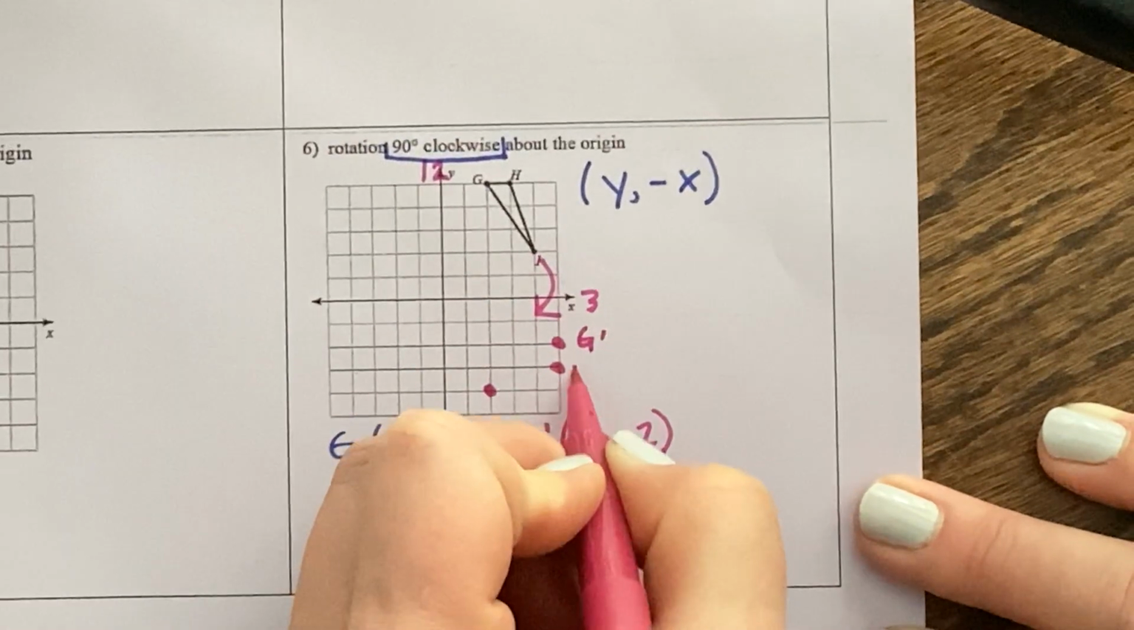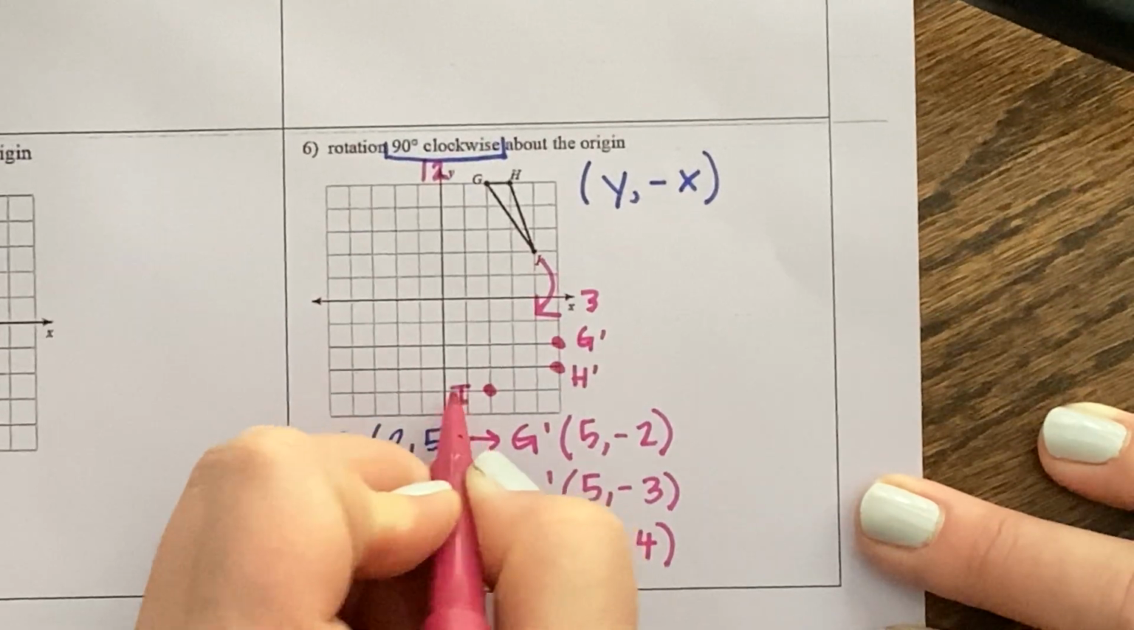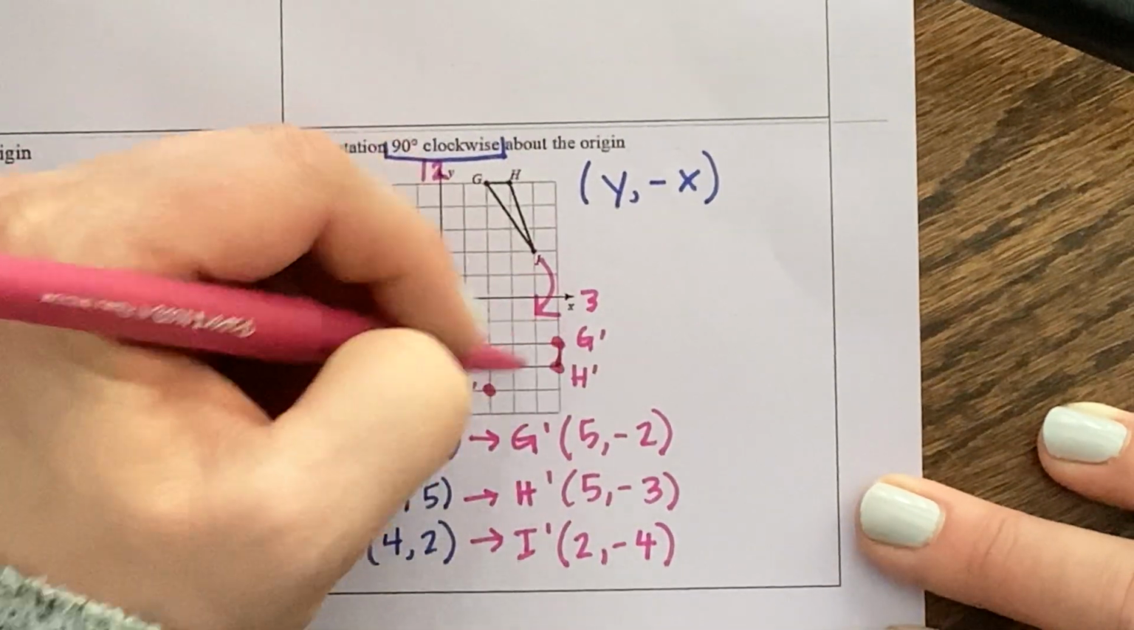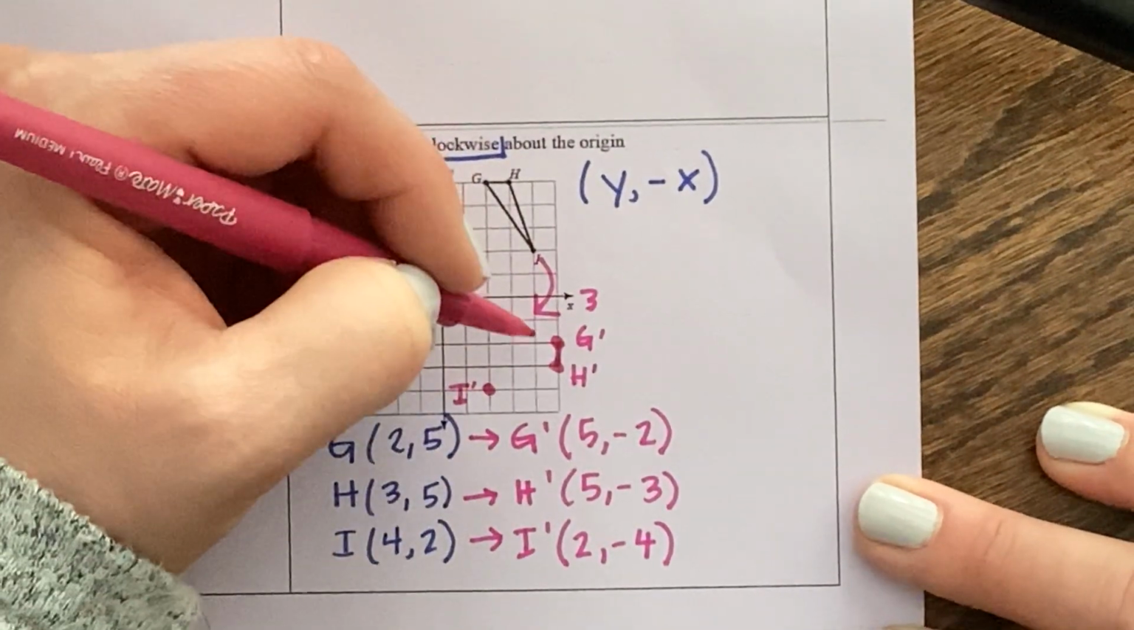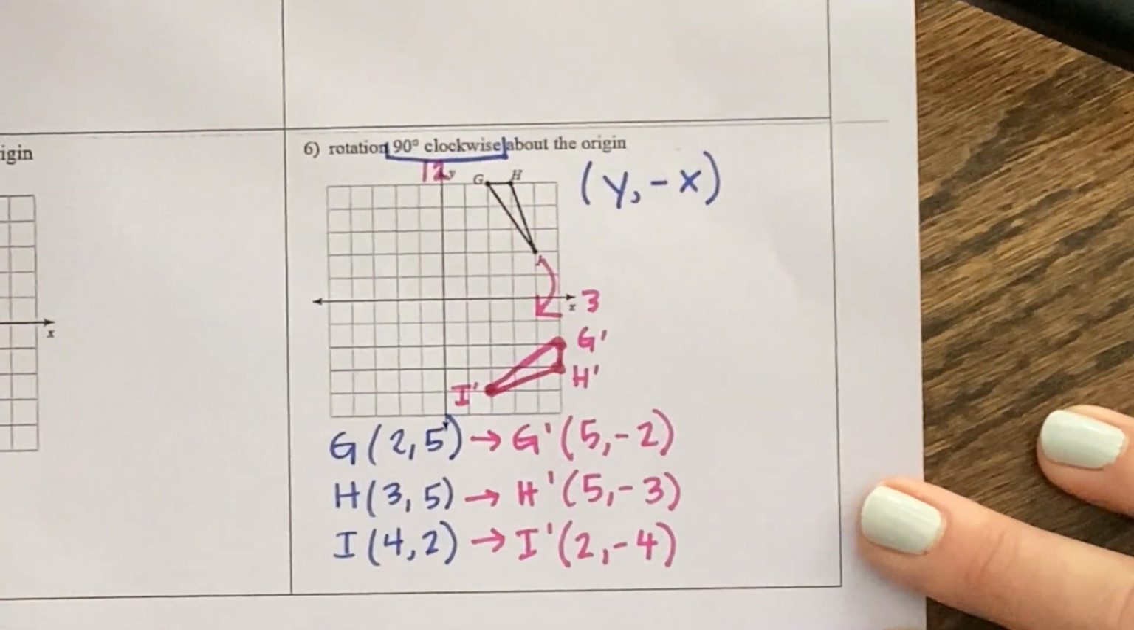Here's G prime, H prime, I prime. Tiny little triangle, it's still congruent. The orientation is the same, but we did a 90-degree turn.